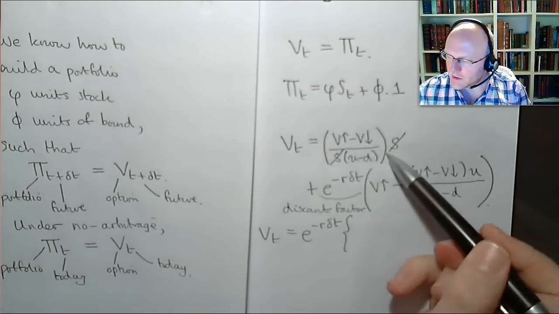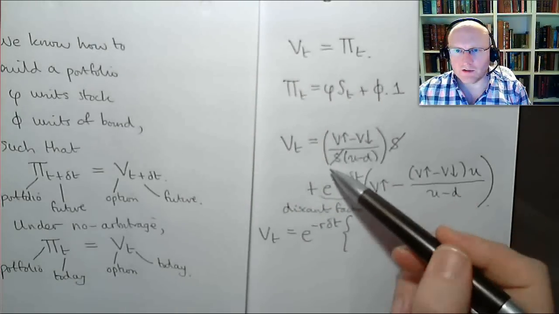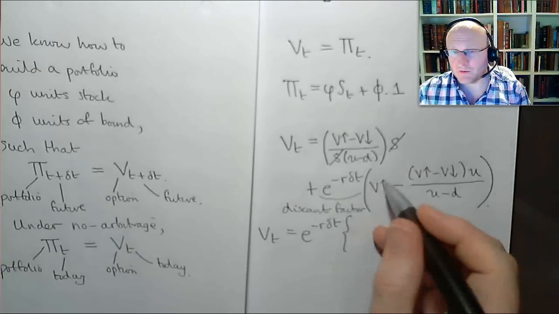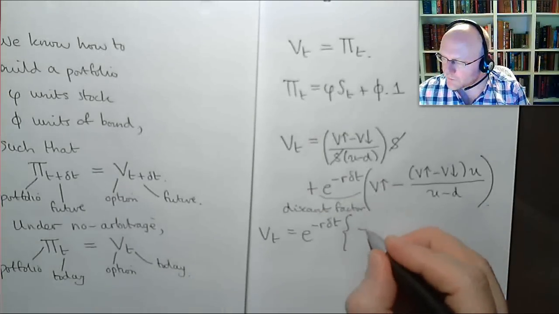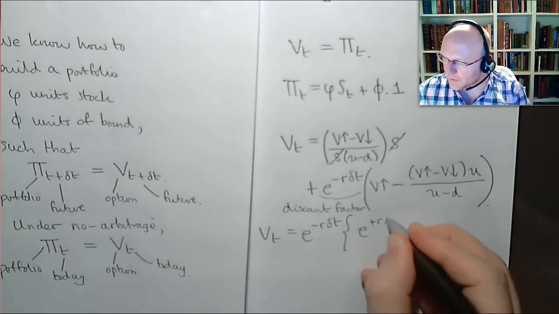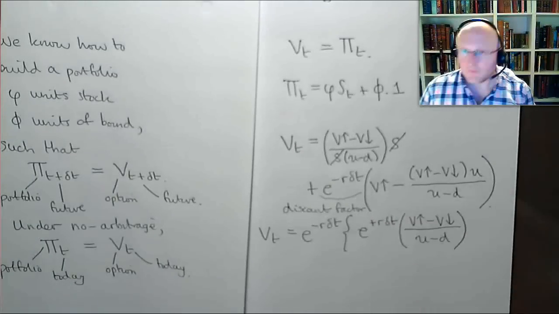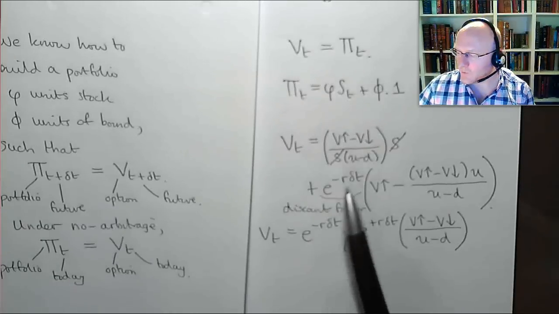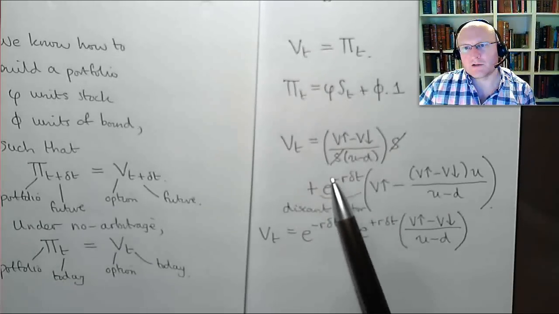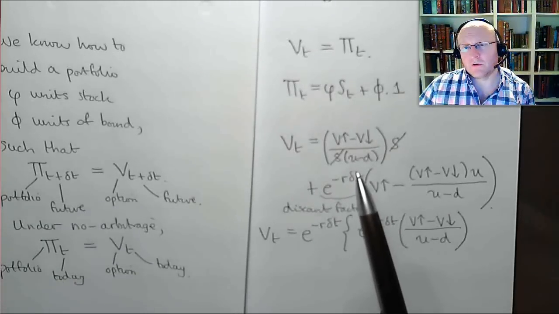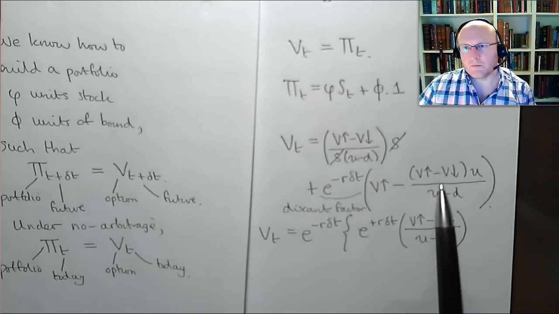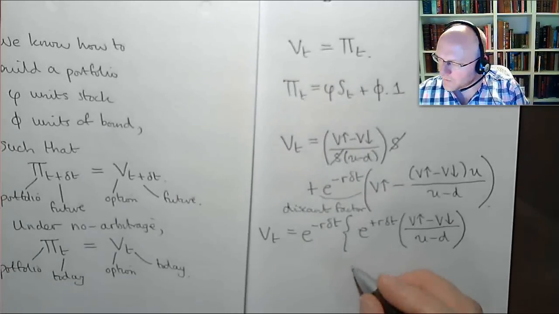Now this term didn't have e to the minus r delta t in it, so in order for this to work I'm going to have to multiply that one by e to the plus r delta t in order to compensate. So there's our first term. Now the second term already had this factor e to the minus r delta t in front, so it remains to simply copy down the remaining parts.